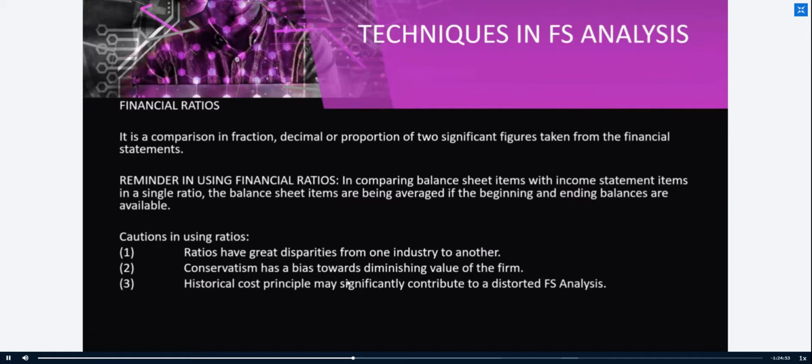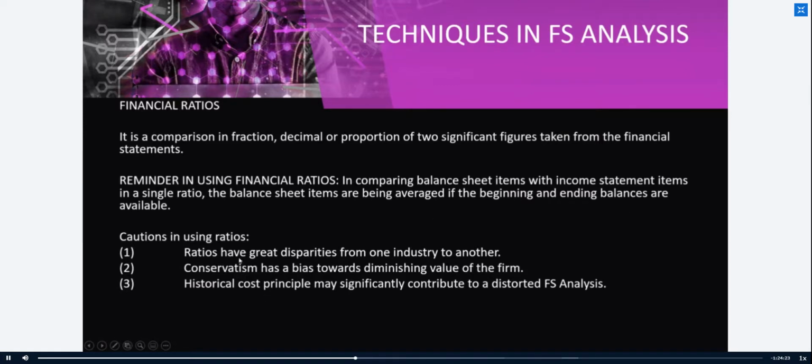So financial ratios are a comparison, in fraction, decimal, or proportion, of two significant figures taken from the financial statements. In comparing balance sheet items with income statement items in a single ratio, the balance sheet items are being averaged if the beginning and ending balances are available. So take note of that, class. Later on, we'll also demonstrate this.